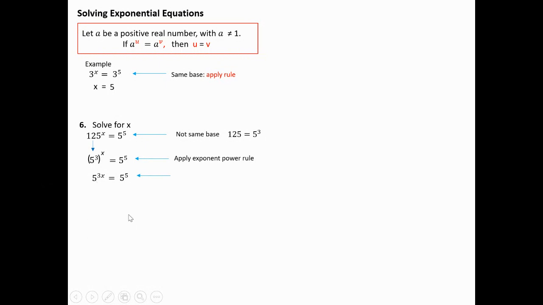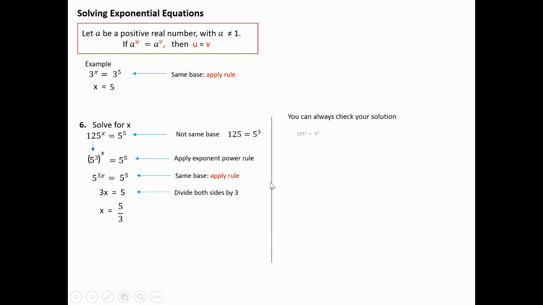Now we have the same base, so now you can apply the rule. So 3x equals 5. We divide both sides by 3. So x equals 5 over 3. And you can always check your solution. So I'm going to plug in 5/3 for the x. You can plug it in the calculator, but remember what I mentioned earlier: every time you plug in a fraction as an exponent in the calculator, make sure that you put it in parentheses. So you see, this is the same thing, guys. So I know this is a correct answer.